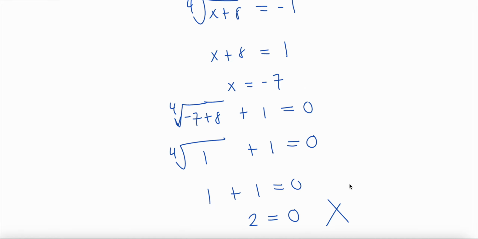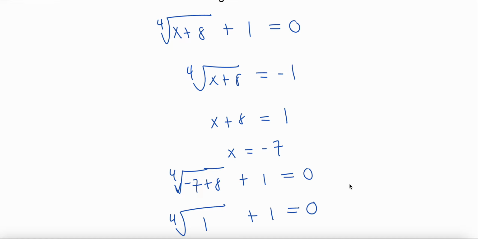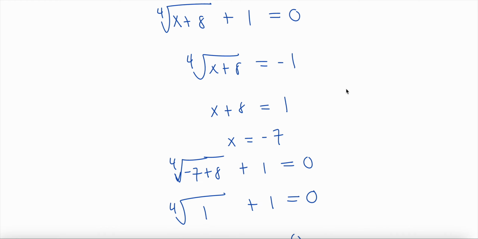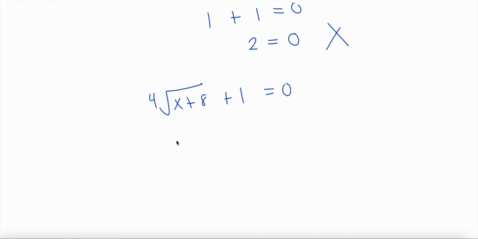Now let's go ahead and see another way that we might try to check this. Well, let's go over why that is not correct. So what we might do is go, okay, let's plug in negative 7 here. The original one is the fourth root of x plus 8, plus 1 equals 0. Let's plug in that negative 7 here.